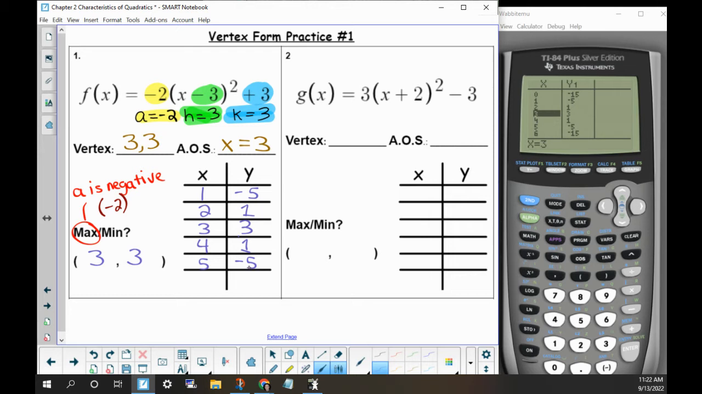Hold off on graphing that for a second, because we're going to look at number 7 real quick. All right, so flip that page. And let's look at number 7 real quick.